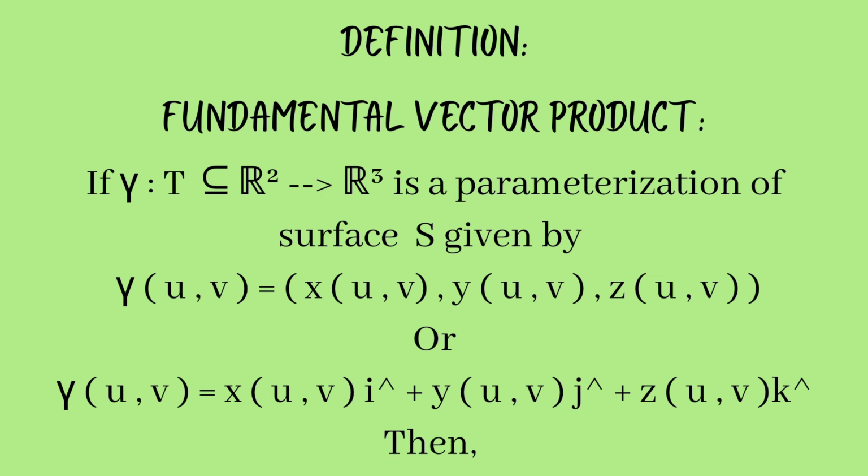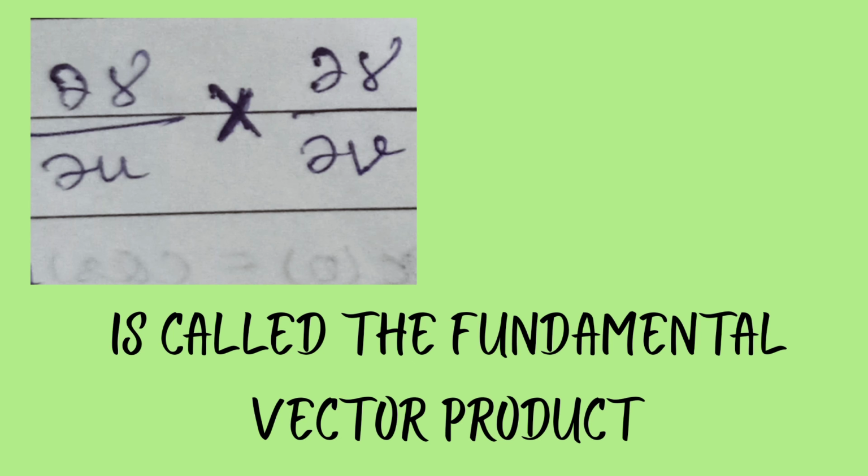Now, definition of fundamental vector product. If gamma from domain T subset R2 to R3 is a parameterization of surface S given by gamma of u comma v is equal to x of u comma v, y of u comma v, z of u comma v, or it can also be written in the form of vector, x of u v i cap plus y of u v j cap plus z of u v k cap, then partial gamma upon partial u cross partial gamma upon partial v. That means the partial derivative of gamma with respect to u cross the partial derivative of gamma with respect to v is called the fundamental vector product.